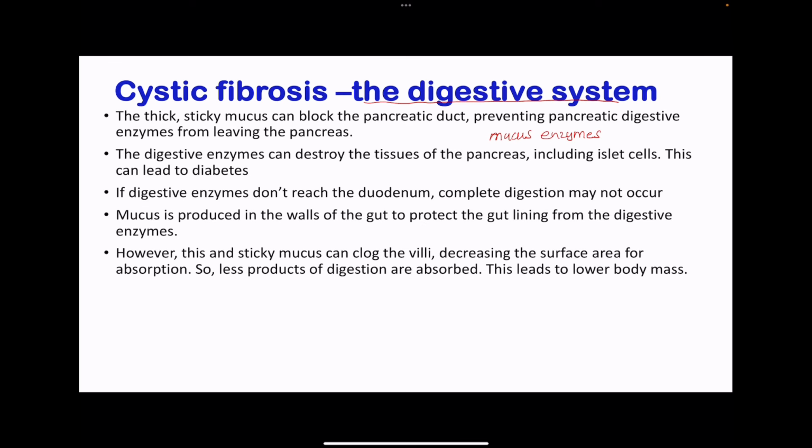Another thing is there is also mucus that lines the walls of the gut, and this is to protect the gut lining, like I already said. However, if this mucus is thick and sticky, it's going to clog the villi. And remember, the villi are the surfaces that participate in absorption of the digested food. So if they are clogged, the surface area for absorption is going to be decreased. There is going to be less products of digestion that are absorbed, and this is going to lead to lower body mass for the patient suffering from this condition.